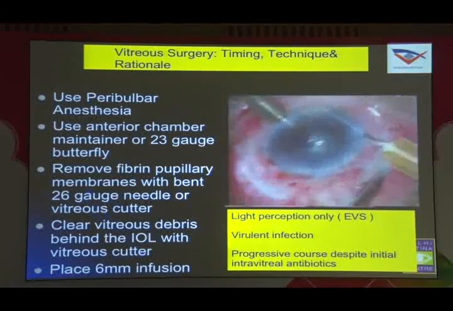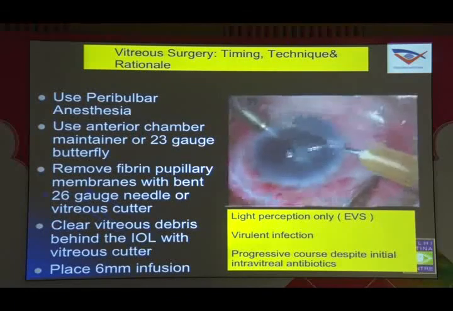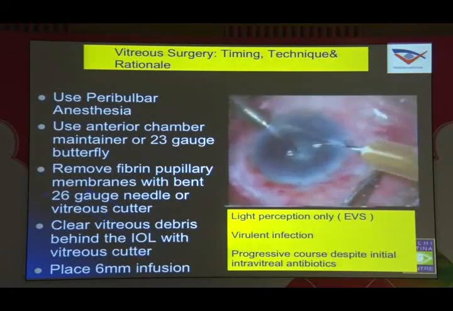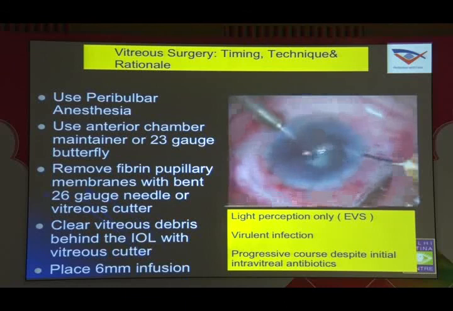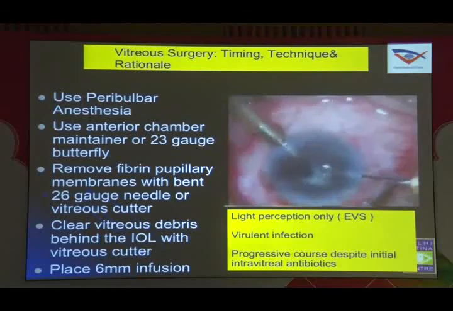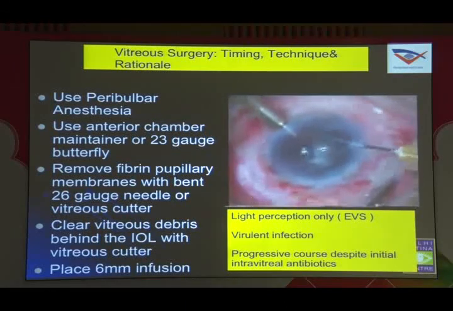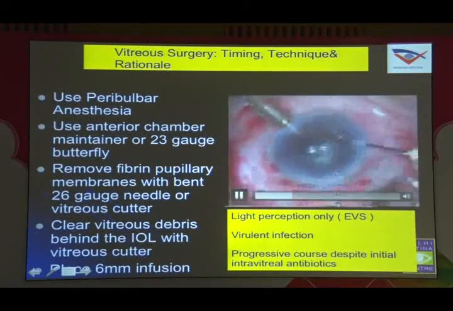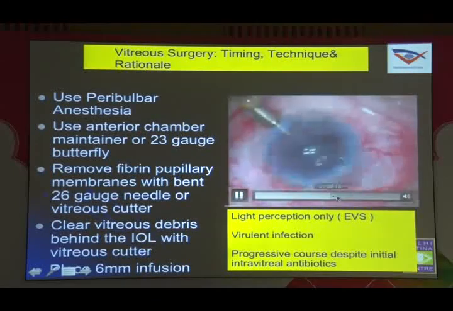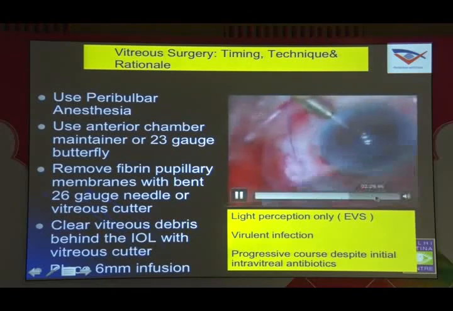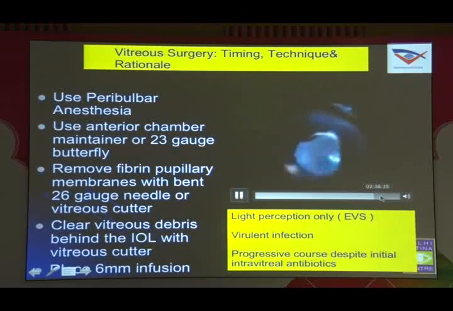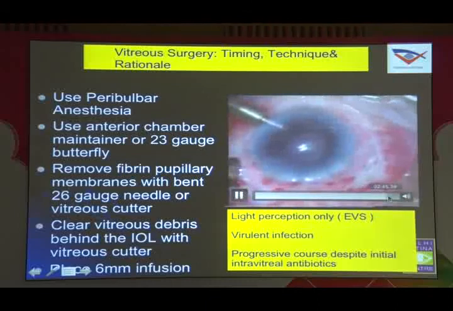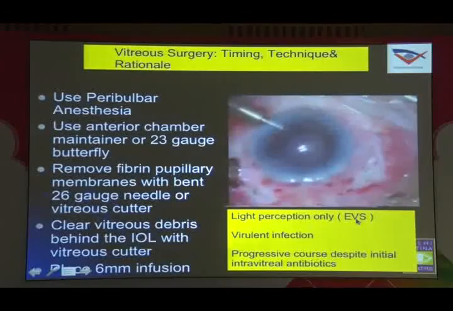I have had two instances where we removed the membrane and looked at the vitreous cavity. The vitreous cavity was reasonably clear, and we decided not to go ahead with the vitrectomy, gave intravitreal antibiotics at that point of time, and the patient did well. I'll just speed it up. So this has been done, and then you go ahead, remove it, and do a vitrectomy till you are able to see the optic nerve, and that's the end of the surgery.